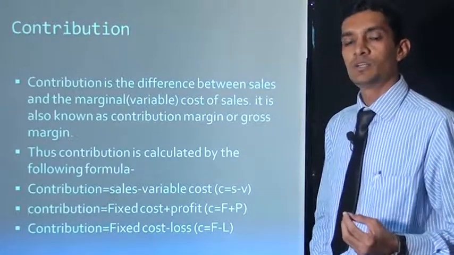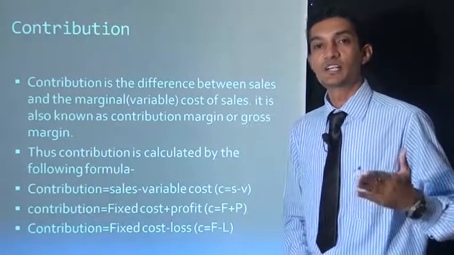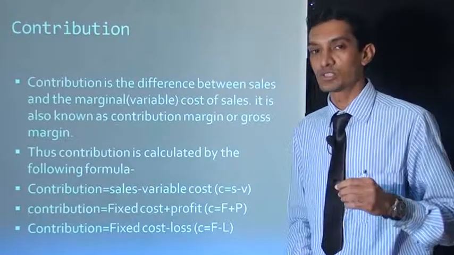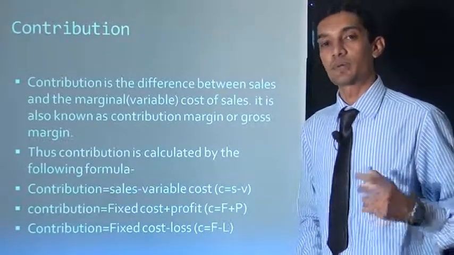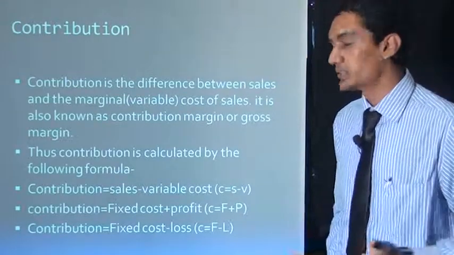Contribution is a benefit we get after deducting variable cost. We have not yet deducted fixed cost from the contribution. When we deduct fixed cost from the contribution, we get the net profit, but contribution is calculated without the fixed cost deducted.